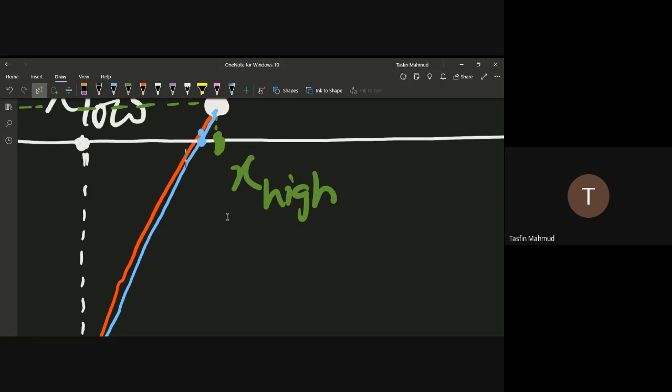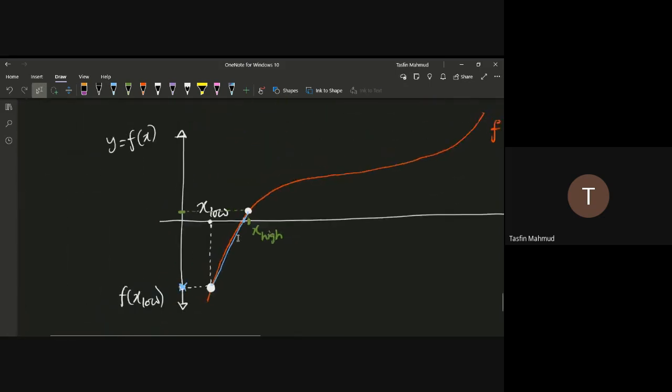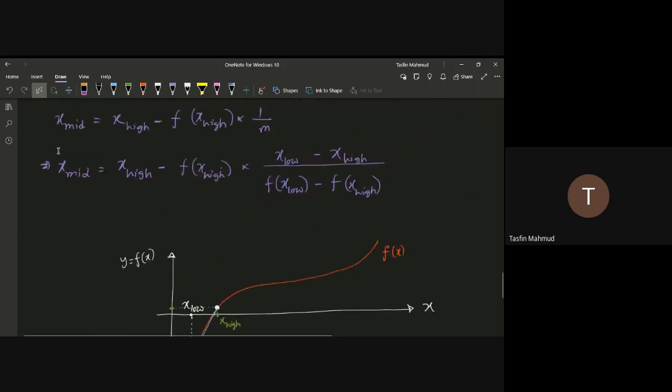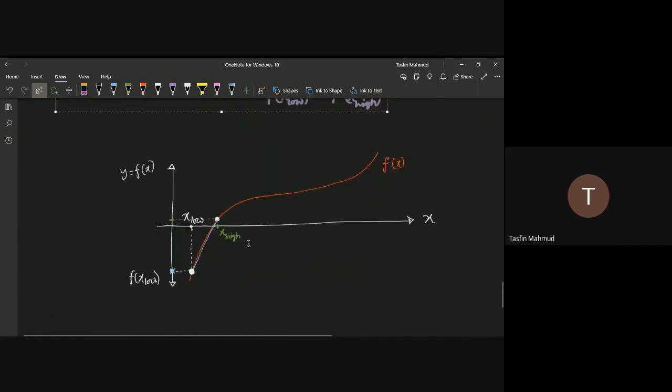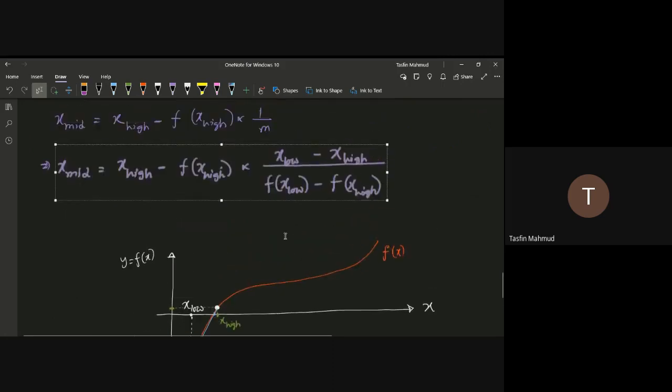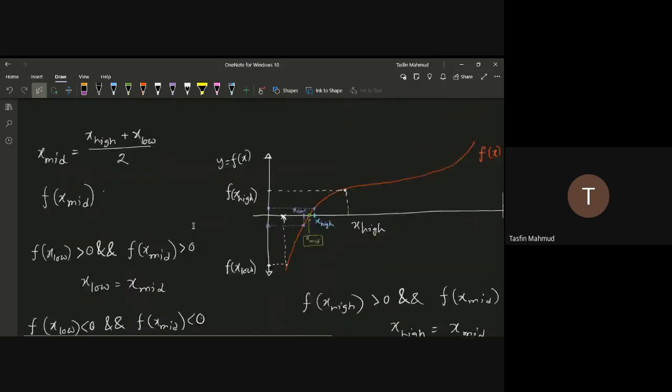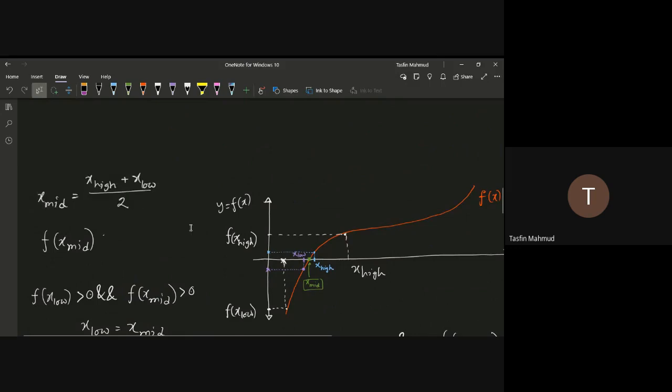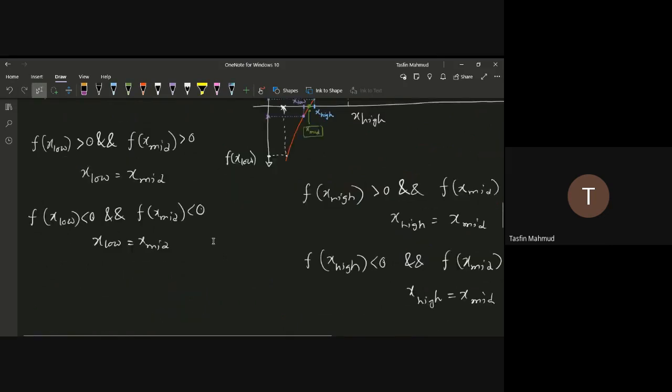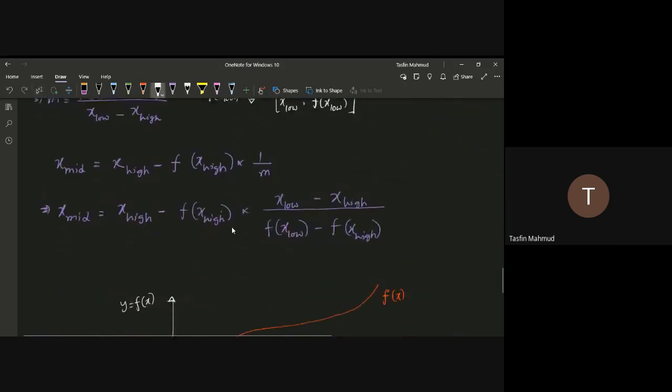So what's the difference between bisection and Regula-Falsi? The only difference is that we are updating the midpoint using a different formula. We are updating the midpoint using this formula. We are updating the midpoint by considering straight lines. That's the only difference. Okay. In case of the bisection method, we were determining the midpoint using this formula. And in case of Regula-Falsi, we are calculating the midpoint using this formula.